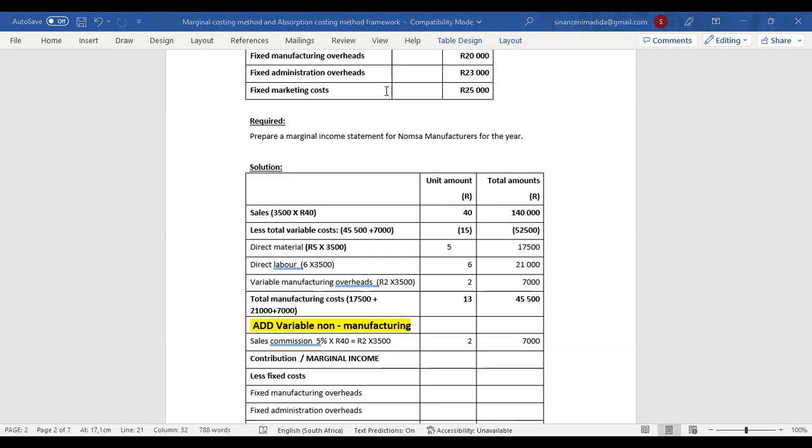$40 minus 15. Thank you so much. Yeah. Per unit, we are having our 25. Why 25? We said 40 minus 15. We said our sales minus our variable cost. This is how we get our contribution. Then we do the same with our total amount. We take our total sales of 140,000, we say minus 52,500. Then we get our marginal income here.